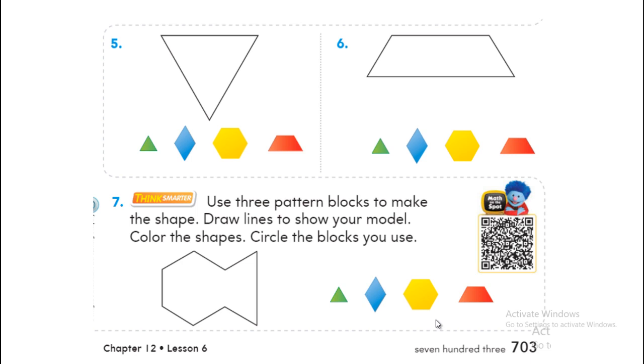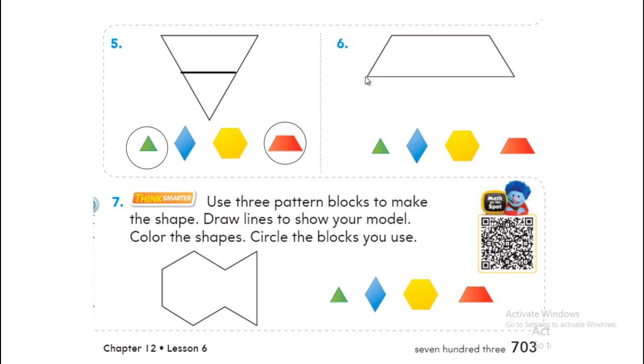This one is not easy. But if you think about it, you can make a line in the middle here and make a smaller triangle. When you make the smaller triangle, what other shape did you make here? Excellent, the trapezoid. Circle the triangle and the trapezoid.